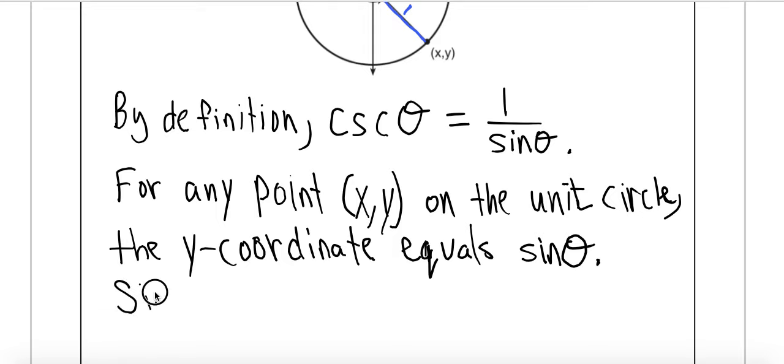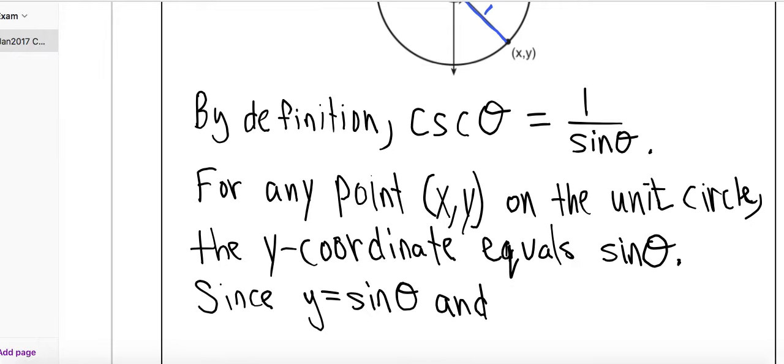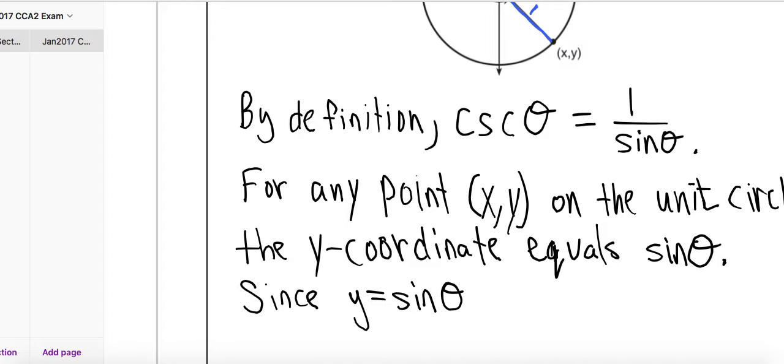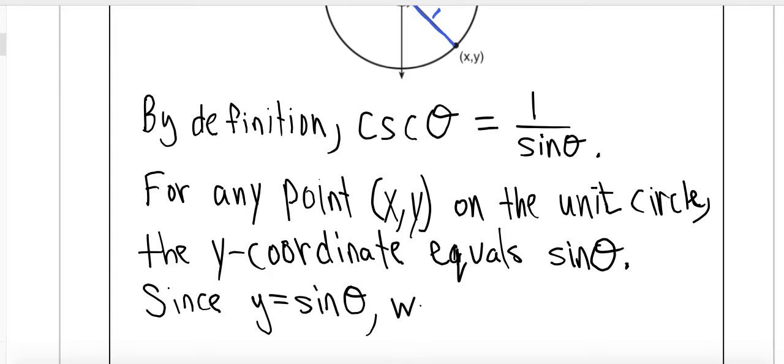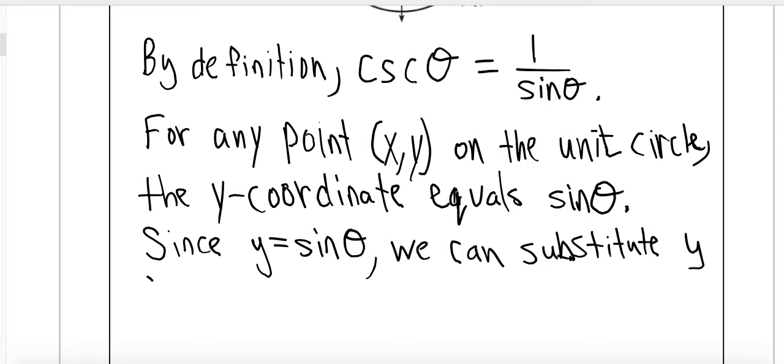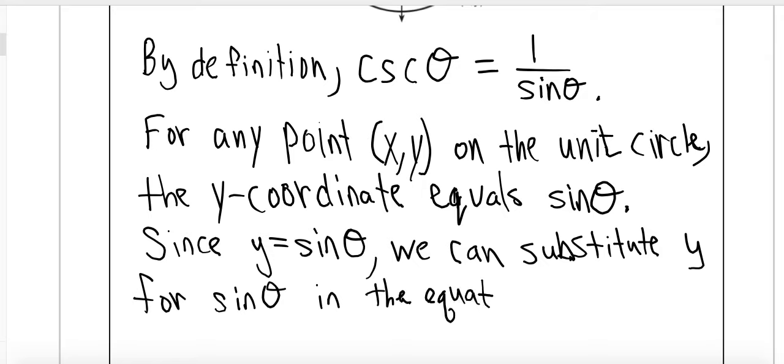So since y equals sine theta, we could substitute y for sine theta in the equation cosecant theta equals 1 over sine theta. Let me fix that.